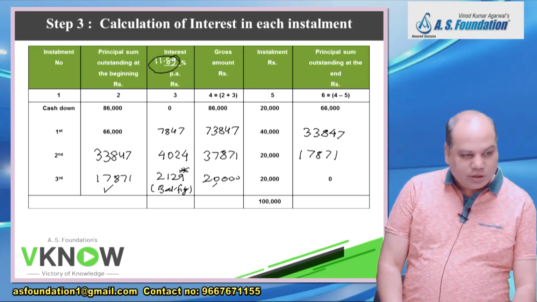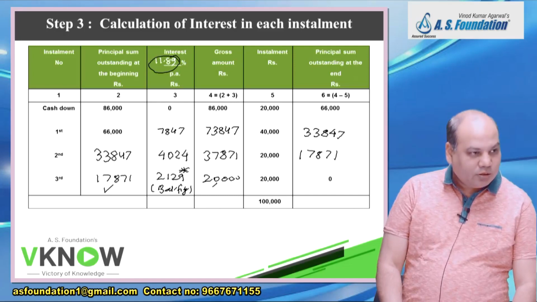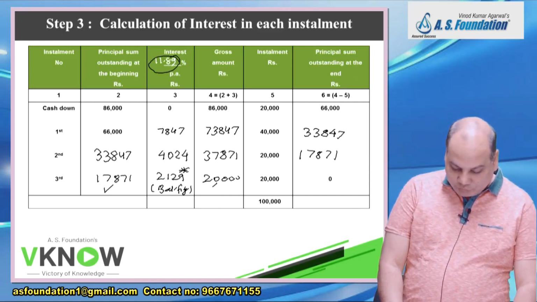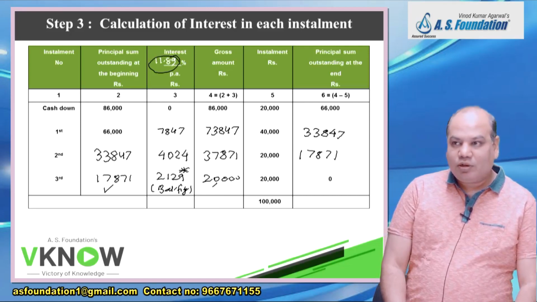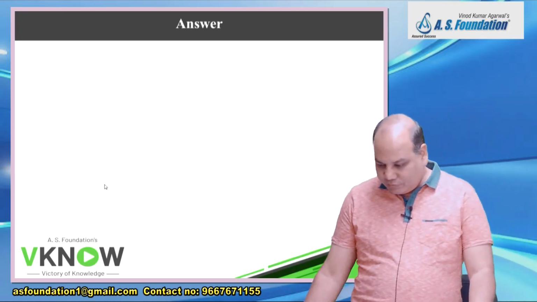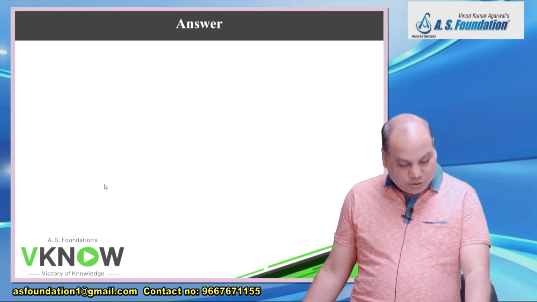Come to question number 23. Question number 23. Faro Limited purchased on 1st April 2005 a machine on hire purchase basis. Then it says the cash price was 30,900.